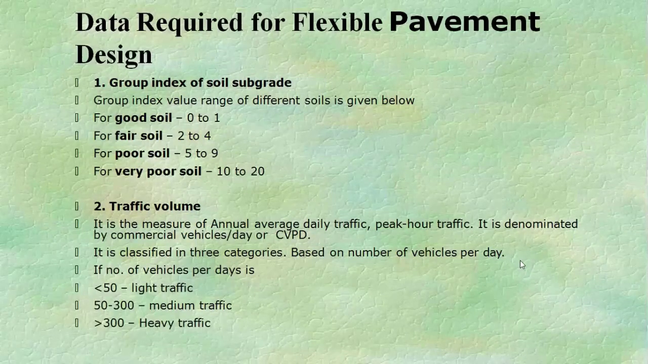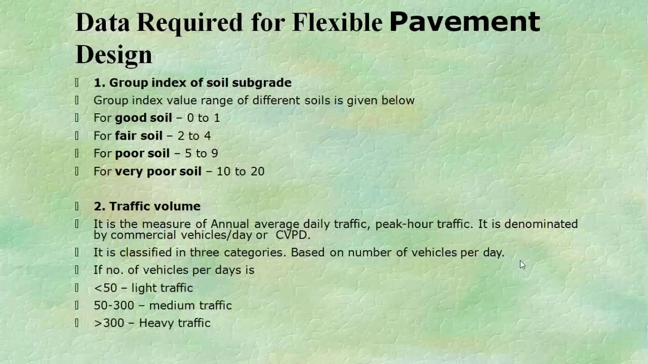As you can see, for the group index of soil subgrade, if the soil is good, then it ranges from 0 to 1. If the soil is fair, then it ranges from 2 to 4. If the soil is poor, then it ranges from 5 to 9. And if the soil is very poor, then it ranges from 10 to 20.